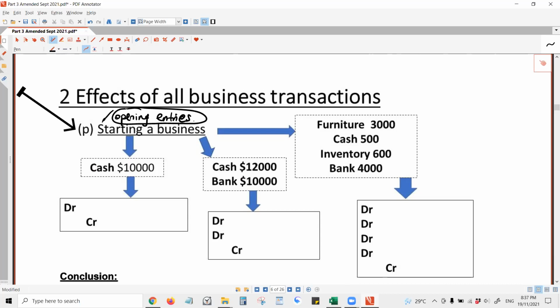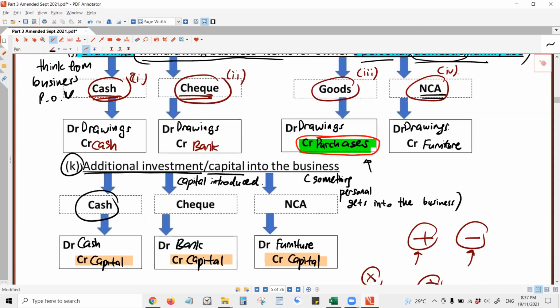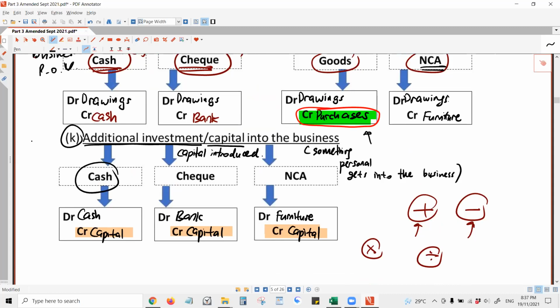You must put personal things into the business. That means you invest into the business. Does it sound familiar? Yes, I showed you earlier using the transaction key. Transaction key is also putting things into the business, putting something personal into the business. But how is transaction key different? Transaction key is about additional investment. Additional means more, right?